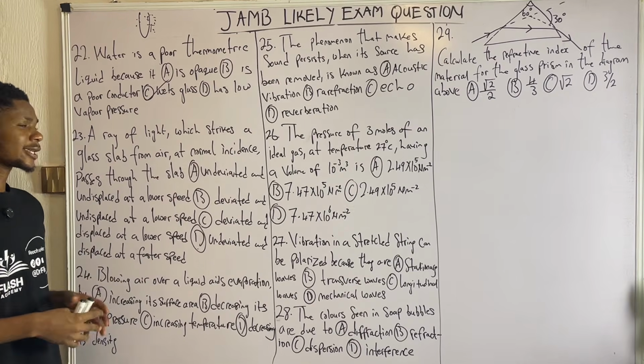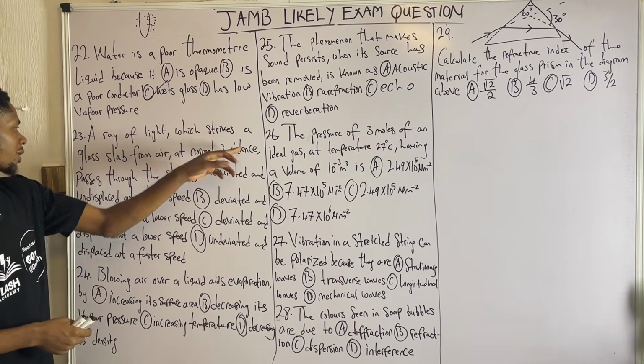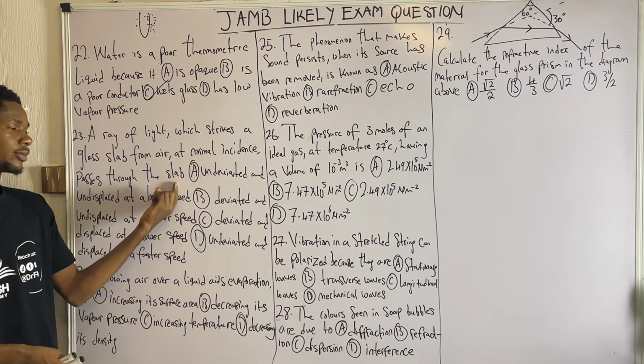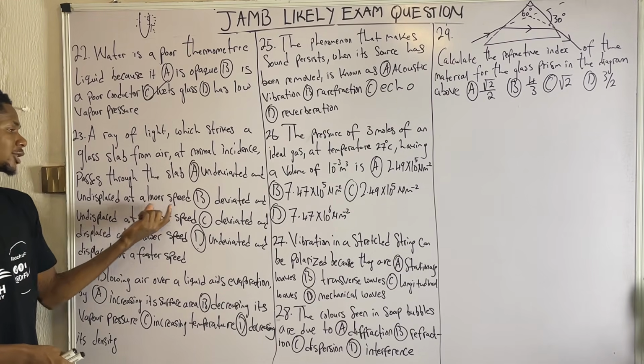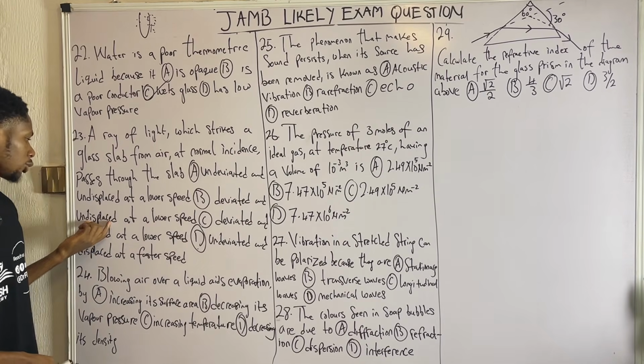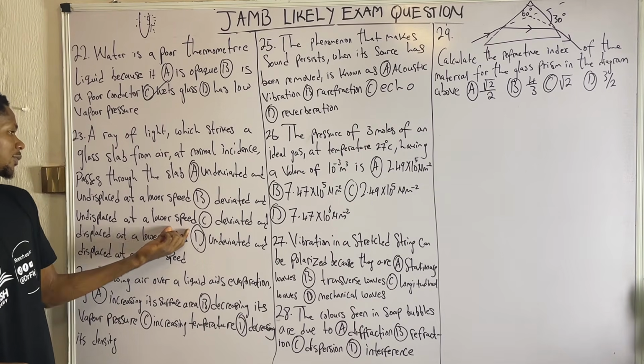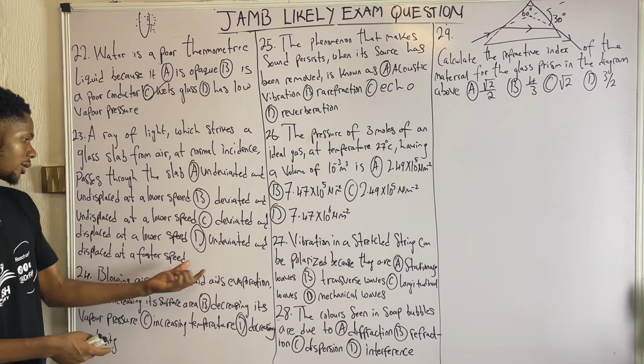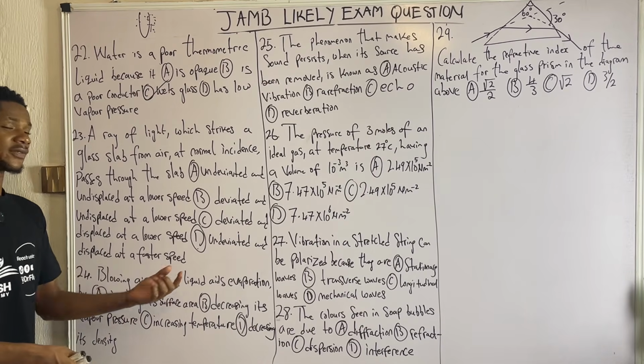Now the next question reads: a ray of light which strikes a glass slab from air at normal incidence passes through the slab undeviated and undisplaced at lower speed, deviated and undisplaced at lower speeds, and so on, or undeviated and displaced at faster speed.